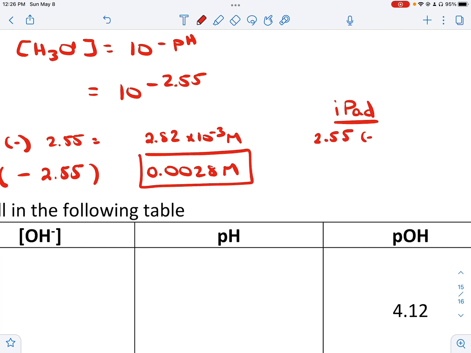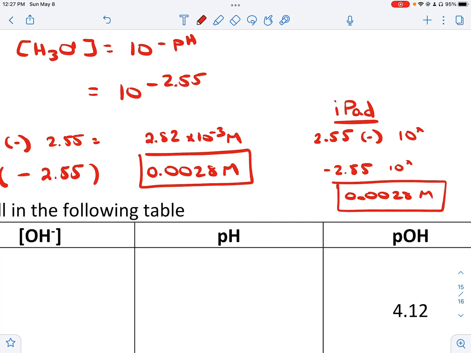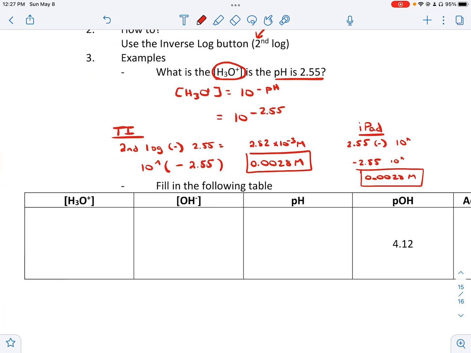Then we're going to hit that negative sign. Now on our calculator, it should look like negative 2.55. Then we're going to hit the 10 to the X button. On my iPhone, it's just right above my log to the base 10. We hit that, and that should have given us the same answer. Yep, 10 to the X. You should have come up with the same answer there. Awesome. Hopefully you got that and how to use your calculator there.